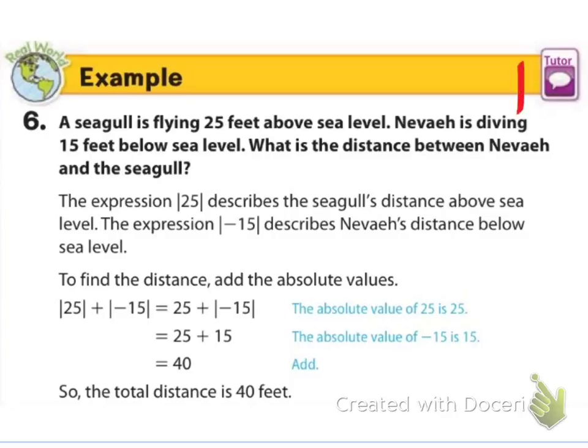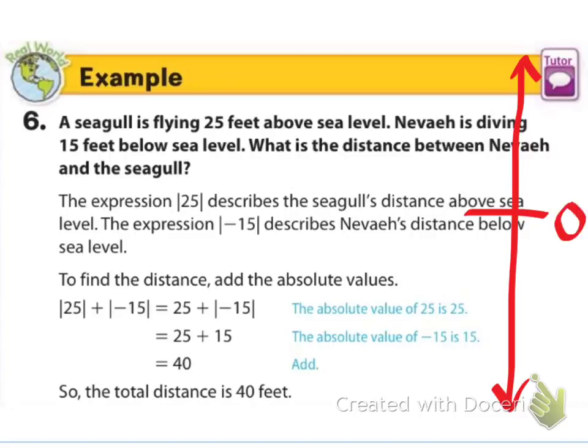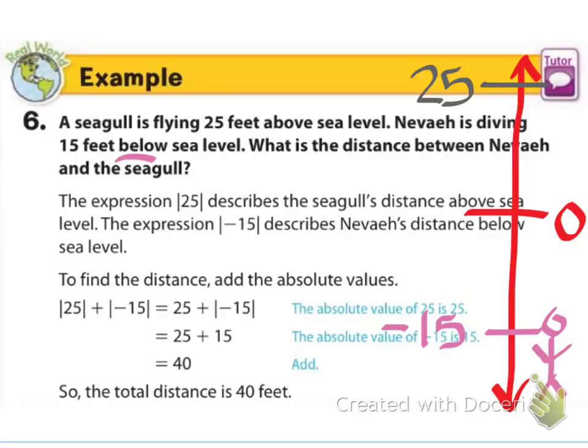All right, I'm going to draw my little deal here. So sea level is at 0, okay? And the kid is diving in, and he's gone down to negative 15, because below sea level means negative 15. So this is the kid, okay? And then the seagull is 25 feet above. So that's positive. You were not expecting this kind of artistic ability.